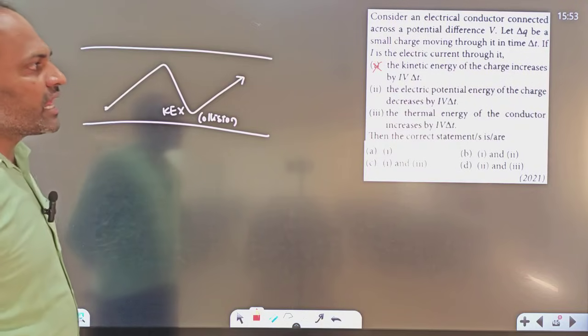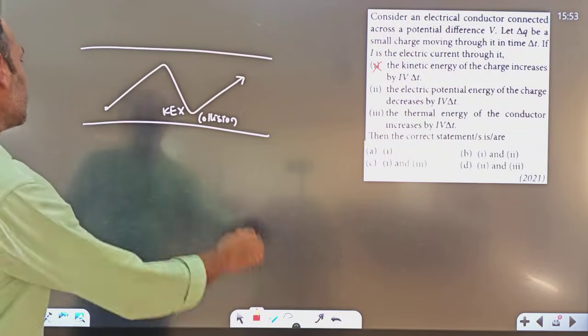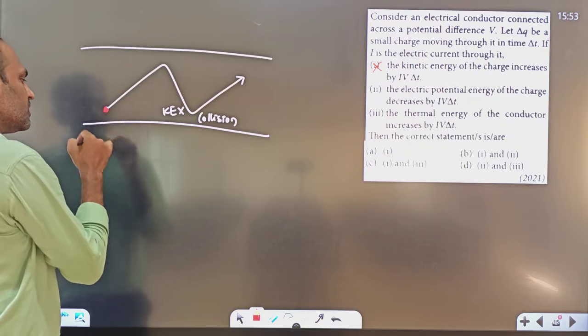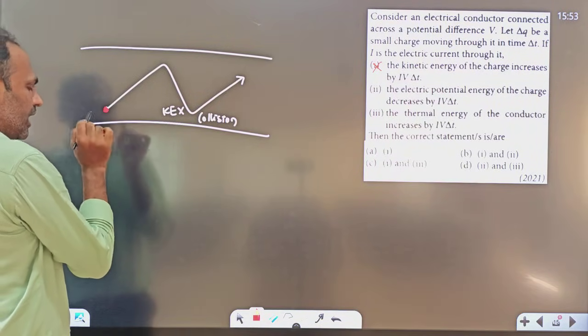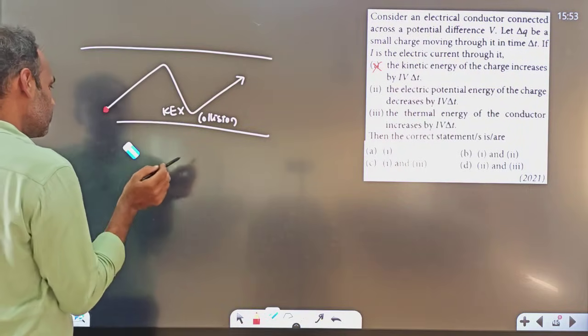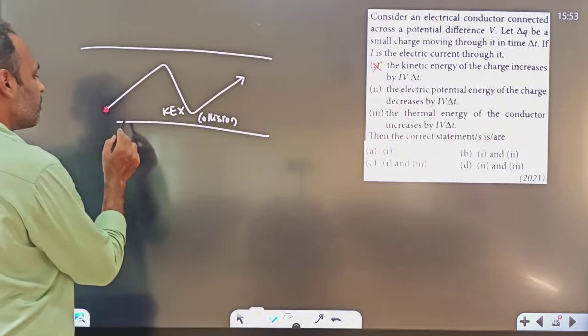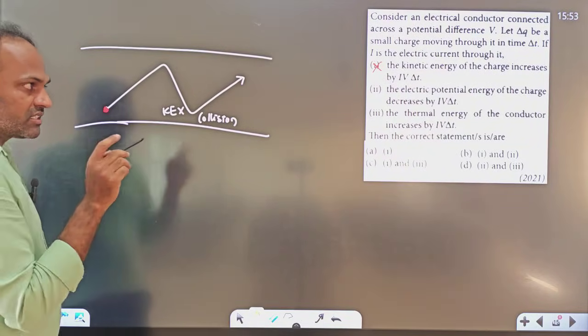Second one, the electric potential energy of the charge decreases. Obviously, because electrons will be moving from the higher potential region. Higher potential means the charges move from the region where the electrons are more to the region where the electrons are less. So charges will be moving from higher potential region to lower potential region.